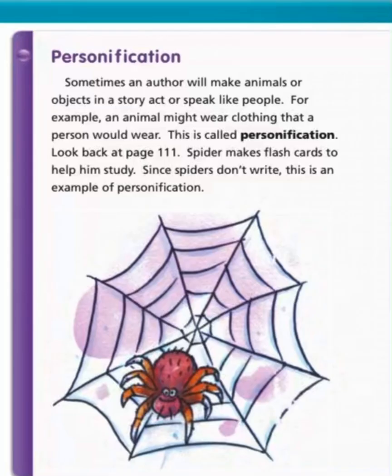Personification. Sometimes an author will make animals or objects in a story act or speak like people. For example, an animal might wear clothing that a person would wear. This is called personification. Look back at page 111. Spider makes flashcards to help him study. Since spiders don't write, this is an example of personification.